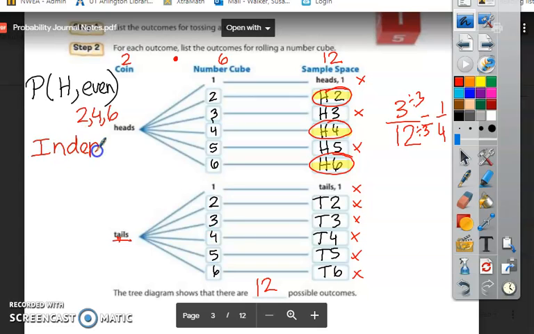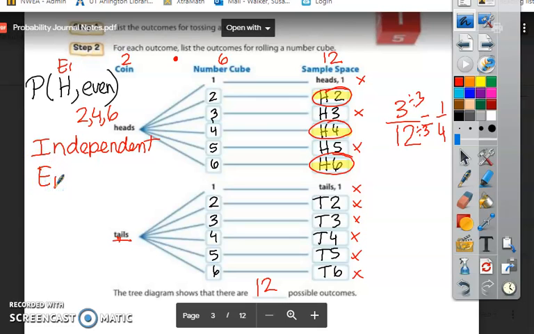Coins, number cubes, always independent. Spinners, okay? So what I normally do is I'll say, okay, well, first thing I want is a heads. So I'm going to do event 1. Event 1 is a heads, so E1.